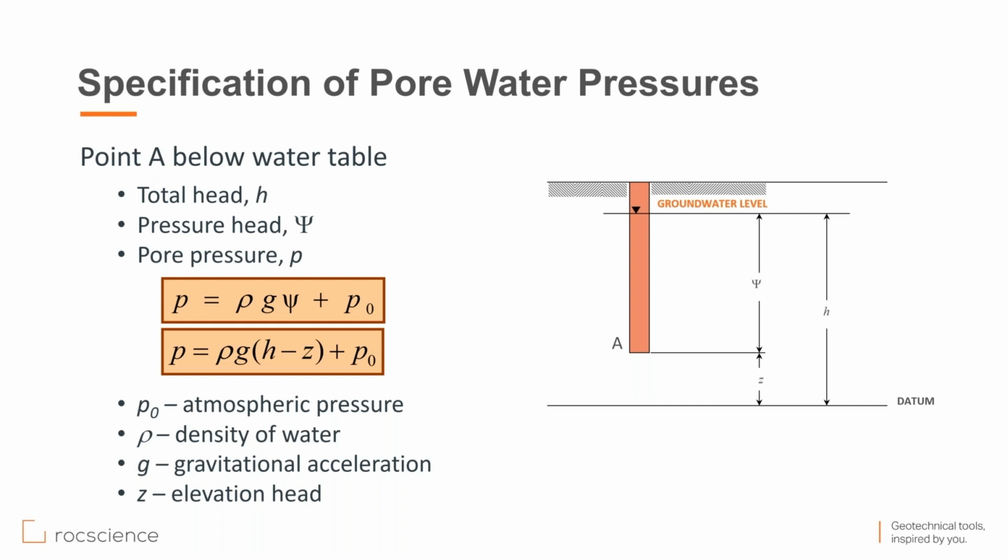Just a brief introductory definition that we will be using in this example. If you have a point A in the domain at this depth from the surface, and this is below the water table, and you are measuring all the Z coordinates from a datum, your total head would be H, which is the distance from the water level to the origin that you are measuring a vertical displacement. Your pressure head is going to be psi, which is the height of the water standing on point A, and your pore pressure is going to be psi multiplied by gamma W.